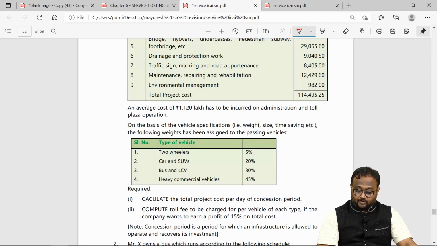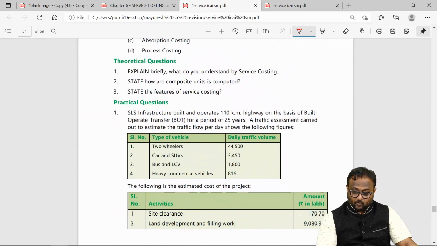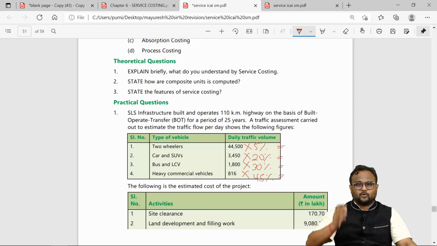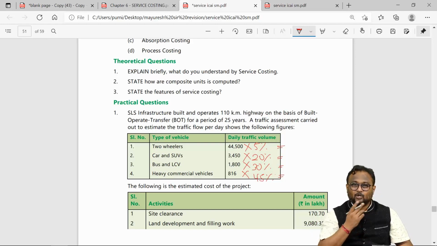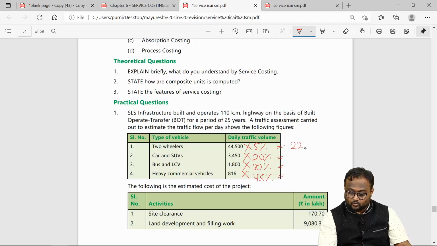I have different vehicles having different weights: 5, 20, 30, 45. See what I'm doing. You can either go for equivalent production calculation given in the question, or there is one more simple way of doing it. 44,500 two-wheelers, the coverage is very less. So 2225.